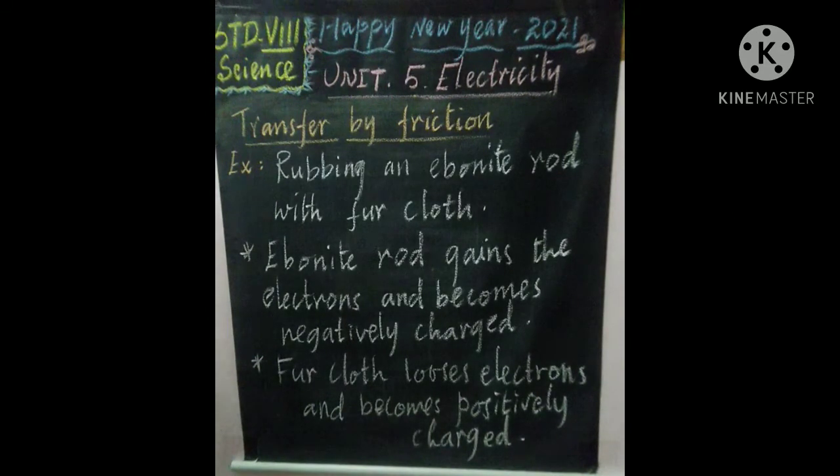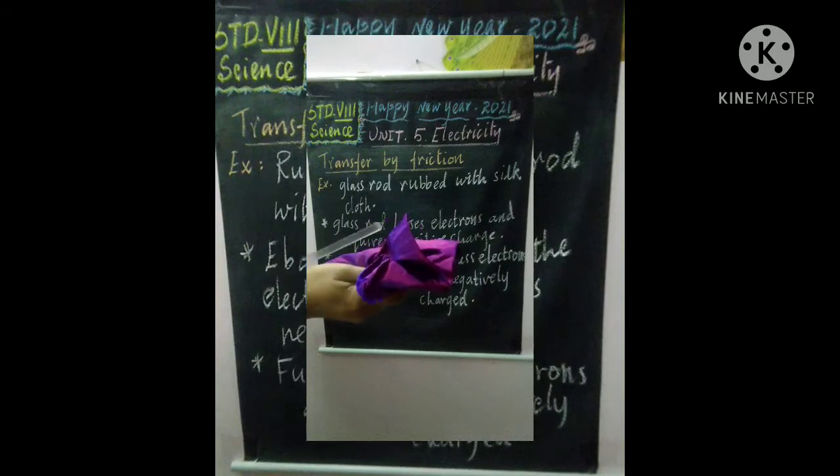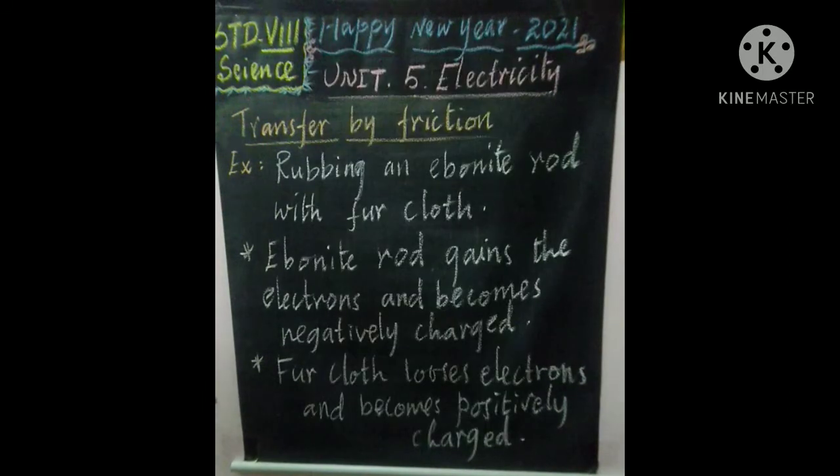From these two experiments, we know that when two materials are rubbed against each other, they both gain some charges because of the movement of electrons only. The substance which gains electrons becomes negatively charged. The substance which loses electrons becomes positively charged. Here there is no movement of positive charges. That is, the protons will never move.